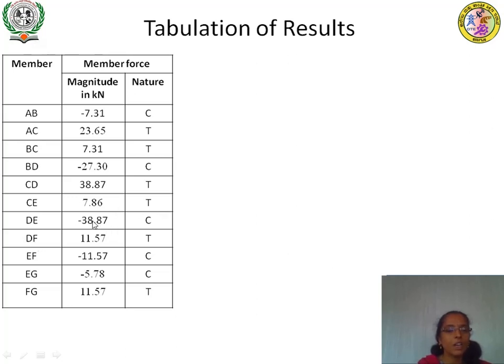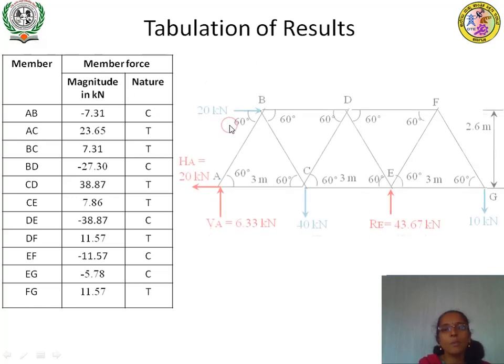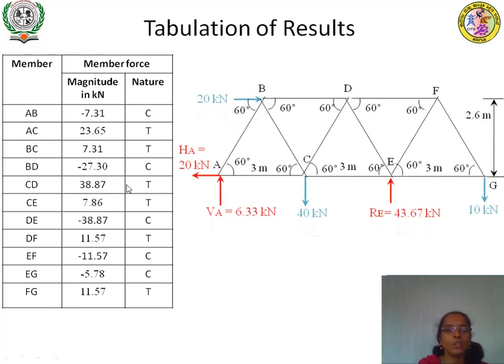DE negative 38.87 means compressive force. DF positive means 11.57 kilonewton of tensile force. EF minus 11.57 compressive force. EG minus 5.78 compressive force. FG a tensile force of 11.57. So this is how you should tabulate the results. And then, how to represent these forces on the figure or on the picture.